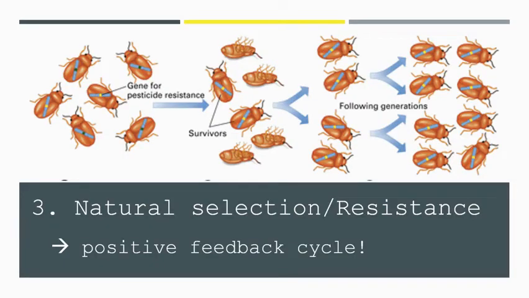Another issue with pesticides, of course, is developed resistance. So if you have some bugs that have a gene that resists the pesticide, it'll kill all the non-resistant bugs, and then the ones that are resistant will survive and reproduce, and eventually most of the bugs will be resistant and the pesticide loses its effectiveness.